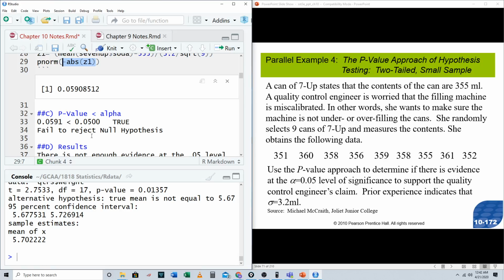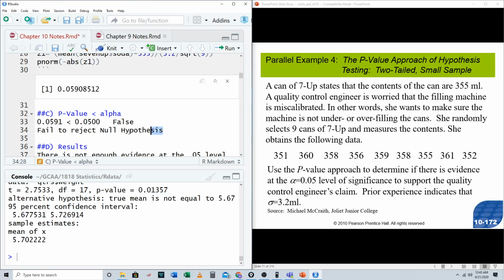Now here's the test. Is this less than the level of significance? Is this 0.0591 less than 0.05? No, it should be false. Which means we fail to reject. If it's false, we fail to reject. If it's true, we reject the null hypothesis.